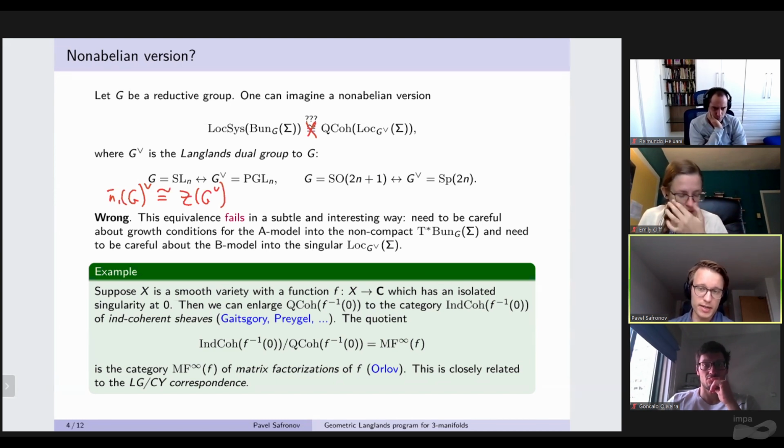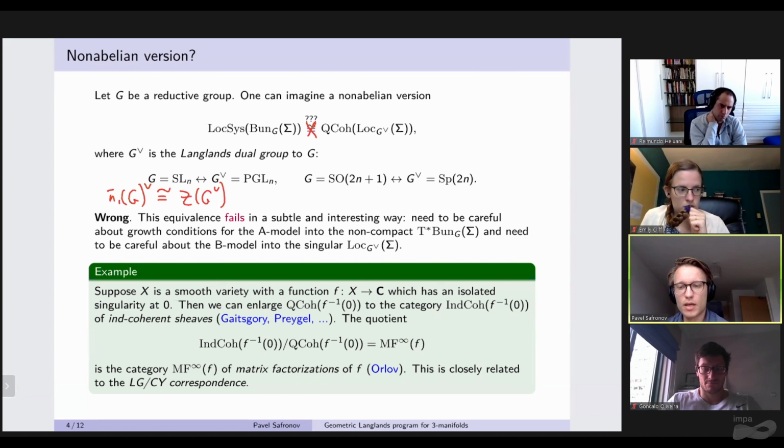Well, if you have a larger category, you can just take the quotient and ask, what is the quotient of ind-coherent sheaves by quasi-coherent sheaves? What's the difference between them? It turns out that the difference is something familiar. It's the category of matrix factorizations of f. And so if this hypersurface is actually smooth, then the quotient will actually be 0. Okay, and in physics, this is closely related to what's called the Landau-Ginzburg/Calabi-Yau correspondence. So this is what you would attach in the Landau-Ginzburg B model. Okay, so that's roughly the idea: we want to enlarge quasi-coherent sheaves to add more objects, for instance, ind-coherent sheaves.